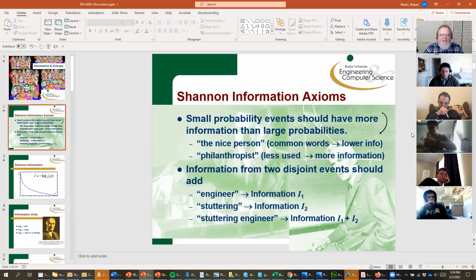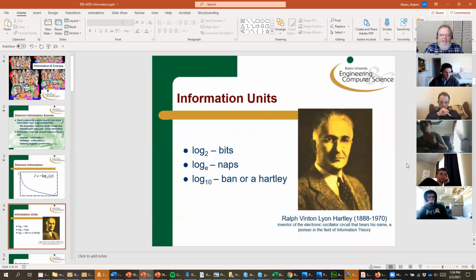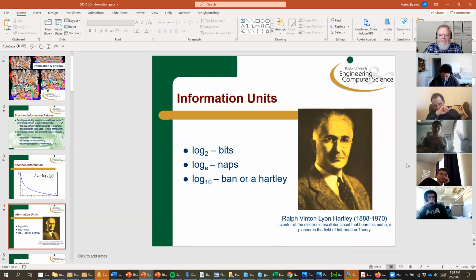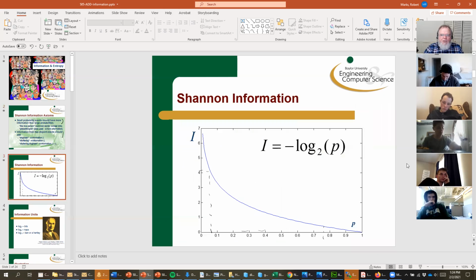What about the second axiom? Information should add. We'll see here the necessity of independent events. Before we do that, let's talk about the units. Shannon showed that it was the logarithm, but we haven't specified the base. We'll be using base 2, because if we do base 2, then information is measured in bits.